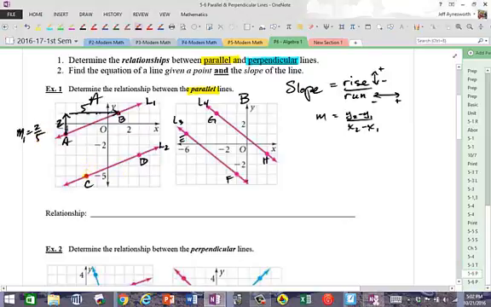What's the slope from C to D? I don't know, let's figure it out. We rise 2, and run 1, 2, 3, 4, 5, so we run 5 to the right. Notice up is positive, right is positive.